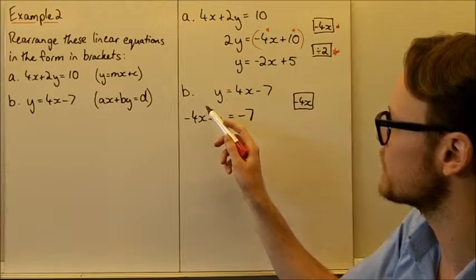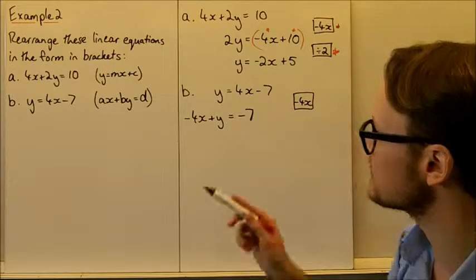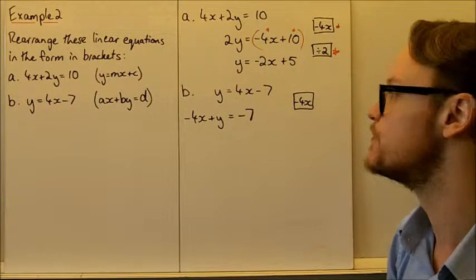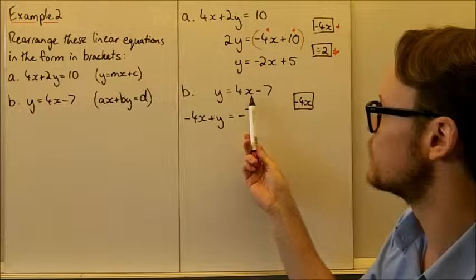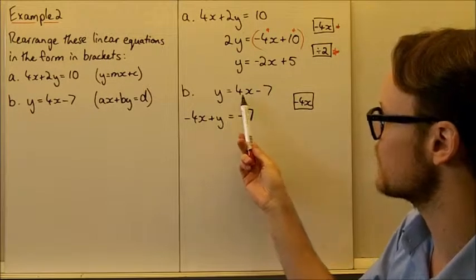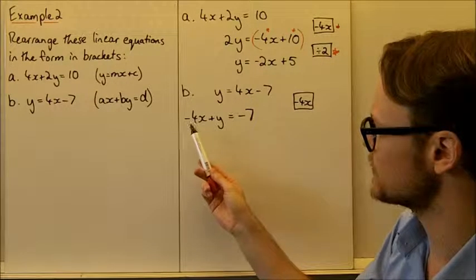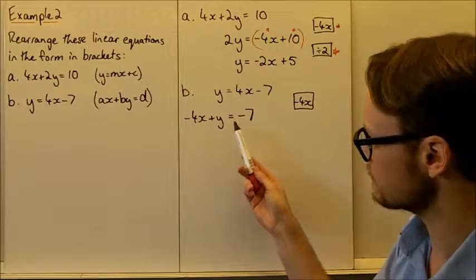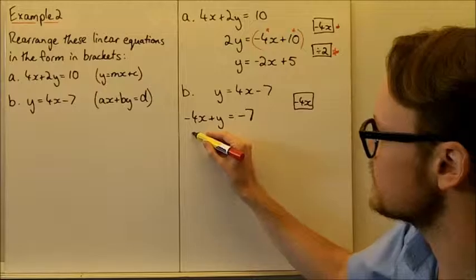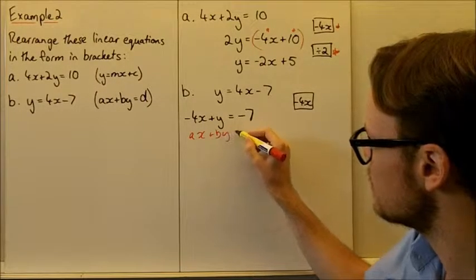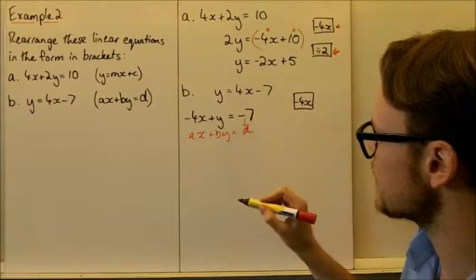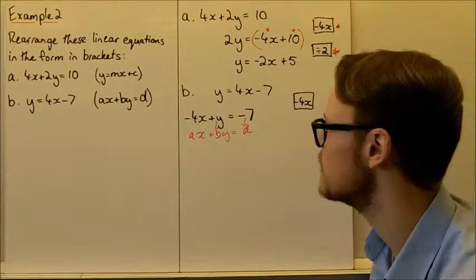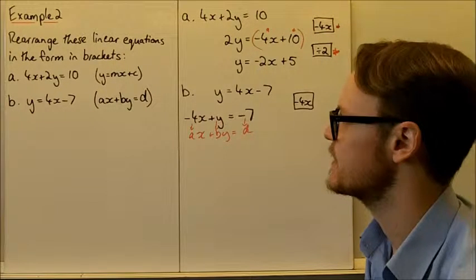Lastly, putting this in our form ax plus by equals d, I've got it in y equals mx plus c, which means I need to have the x's and y's all on the one side. So if I have 4x on this side, but I need it over this side, I can subtract 4x from both sides. If I take 4x from both sides, I get negative 4x plus y. And I have negative 7 on this side. So we can see that's in our form ax plus by equals d, where d is negative 7. b is actually going to be 1. There's no coefficient there, so it's just 1 times y. And my value for a is negative 4.